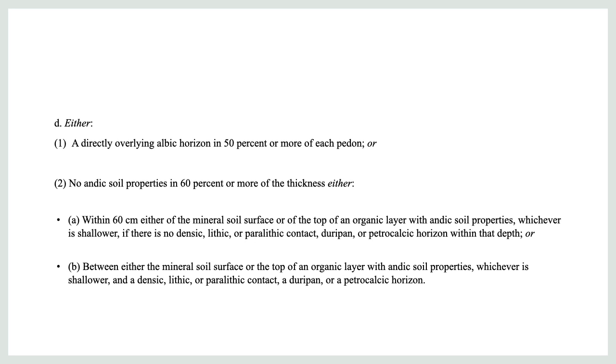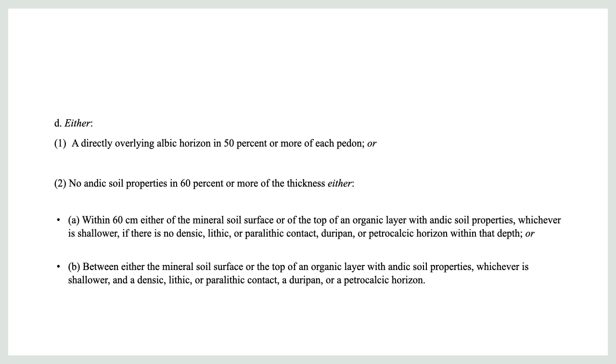letter D, I also need to fit one of these: a directly overlying albic horizon in 50% or more of each pedon, so I should find an albic horizon, or no andic soil properties in 60% or more of the thickness. So I cannot find those properties that are connected to allophane, imogolite, and a very high adsorption of aluminum and iron by the organic carbon. Okay, the organic matter.